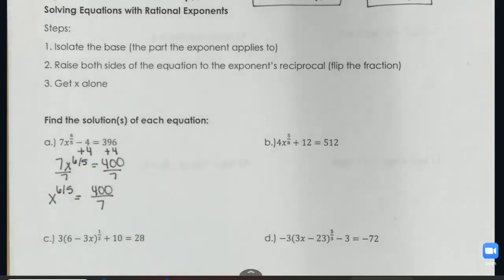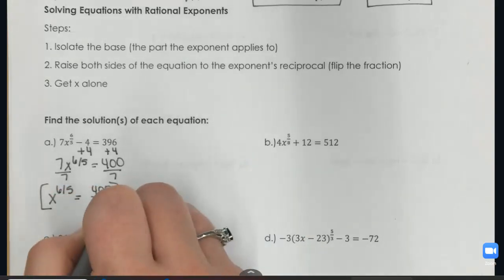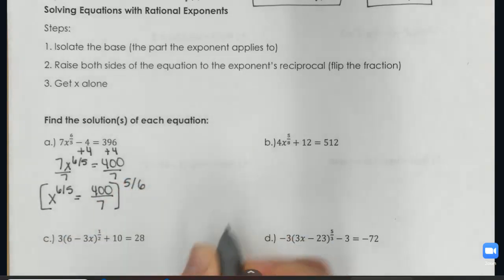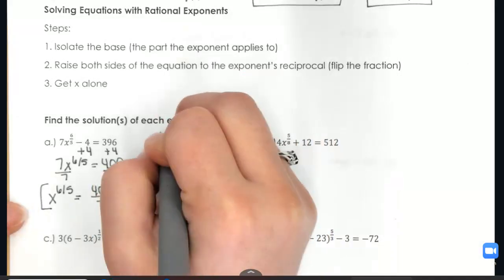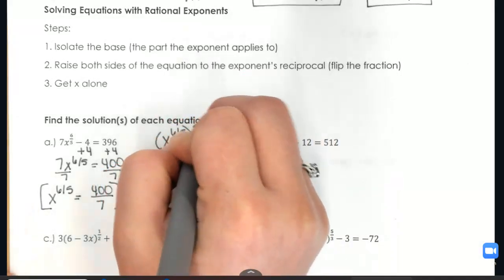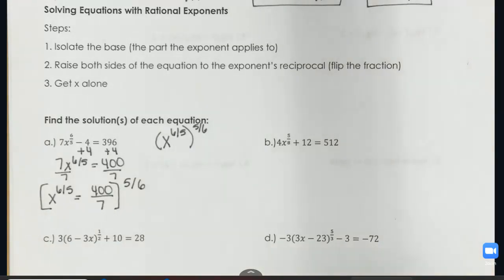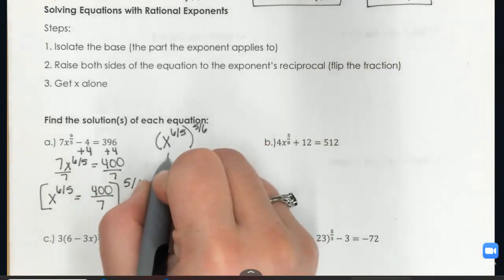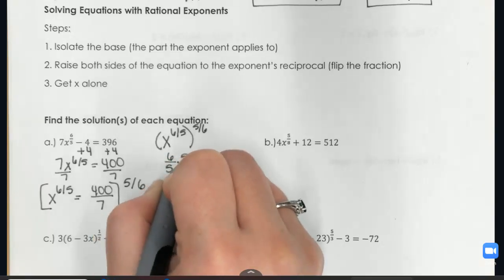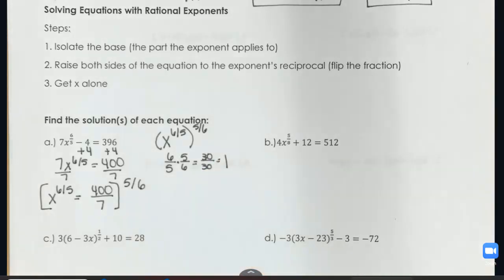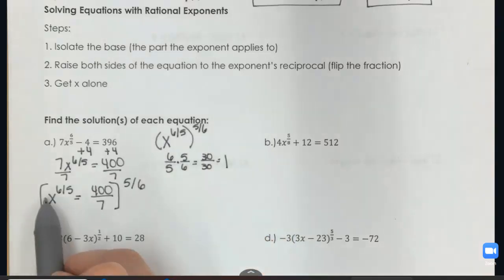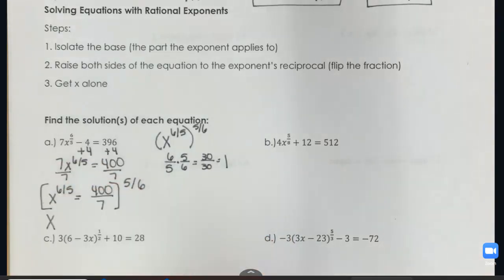Now I need to raise both sides to my reciprocal power. Well, the reciprocal of 6/5 is 5 over 6. And if I do that on both sides, thinking about if I'm raising x to the 6/5 to the 5/6 power. When you have your power rule, you are multiplying your exponents. You have 6 over 5 times 5 over 6. That's 30 over 30, which is 1. So we chose the reciprocal intentionally so that our exponent here on our variable would become 1.